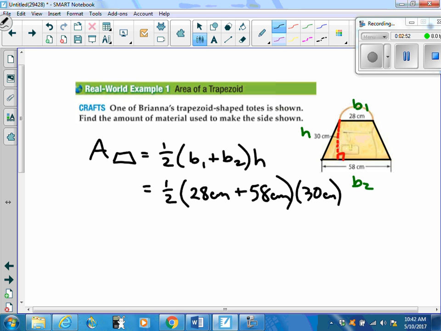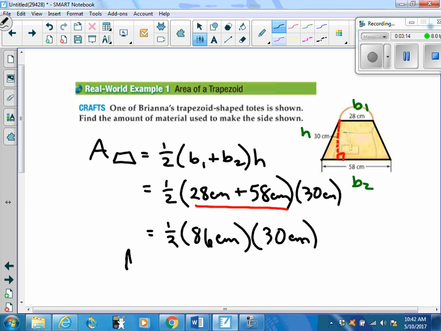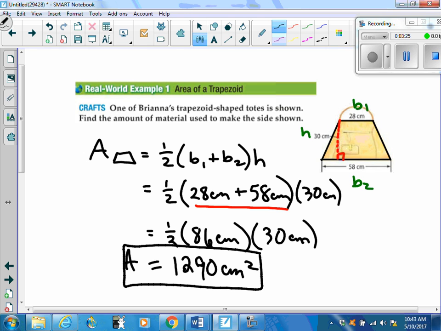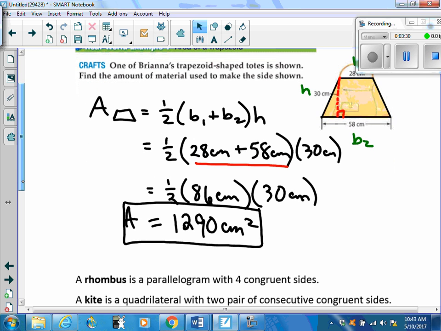Then you have to follow the order of operations. So I'm going to add 28 centimeters and 58 centimeters first, which is going to give me 86 centimeters. And then I take that times the height, which is 30 centimeters. And that leaves me with an area of 1,290 centimeters squared. So that's the area of the trapezoid, which is the same amount of material that I would need to make that bag.